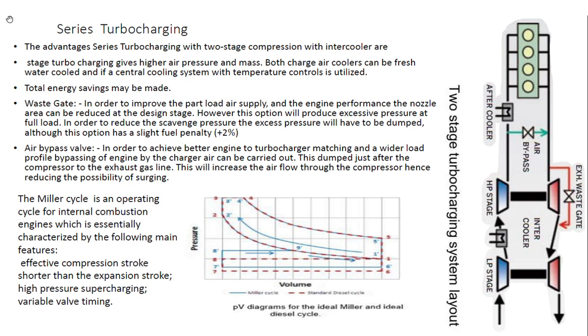Now, what are the advantages of series turbocharging? See, these are already condensed notes. There is no need to explain anything because the video gets longer. The advantages: series turbocharging with two-stage compression with intercooler. Two-stage turbocharging gives higher air pressure and mass. Both charge air coolers can be fresh water cooled, if a central cooling system with temperature control is utilized.